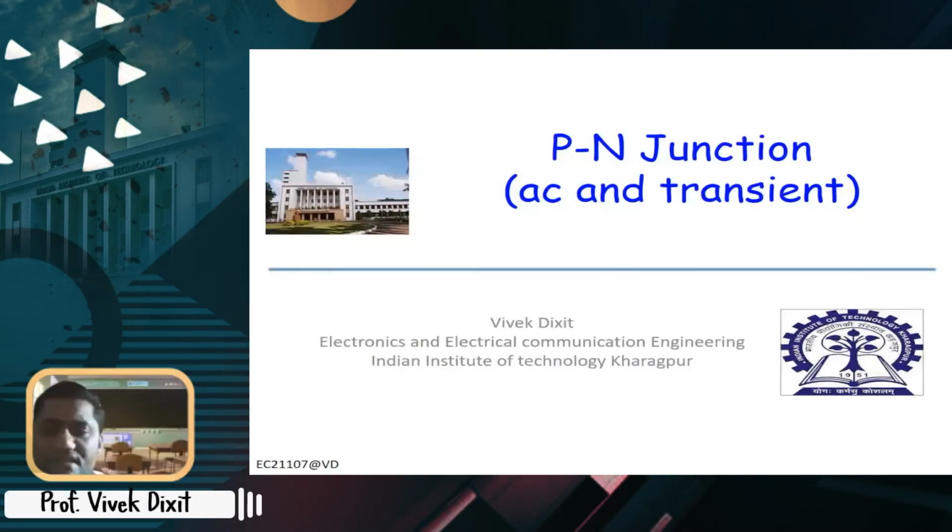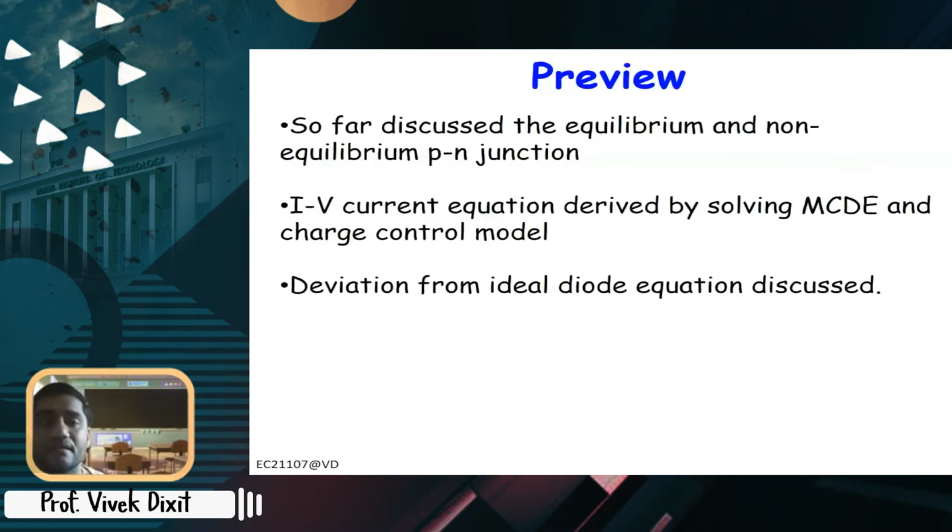So we have already discussed the PN junction, the fabrication of the PN junction, then the equilibrium, non-equilibrium, and then we derived the current-voltage equation using MCD, minority carrier diffusion equation, and charge control model. Both of them give basically the same equation. And then we also discussed the real diode.